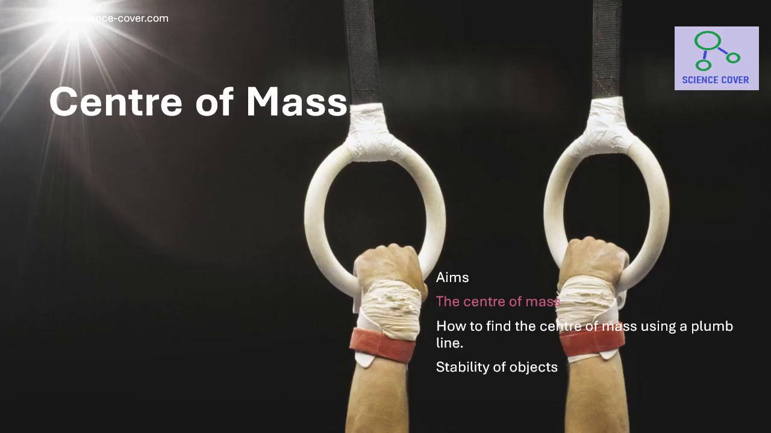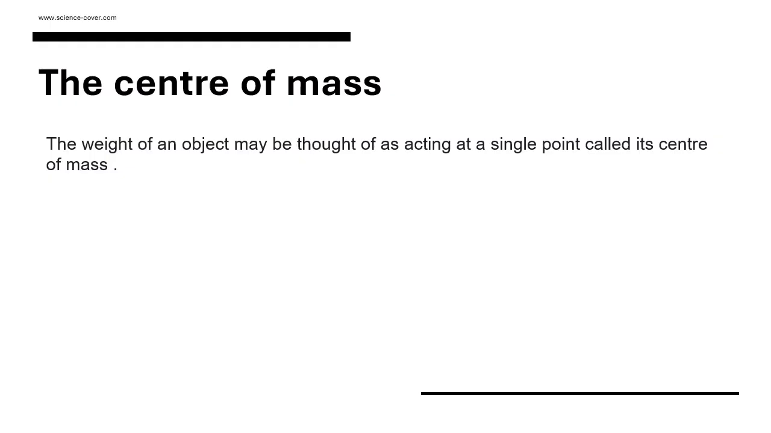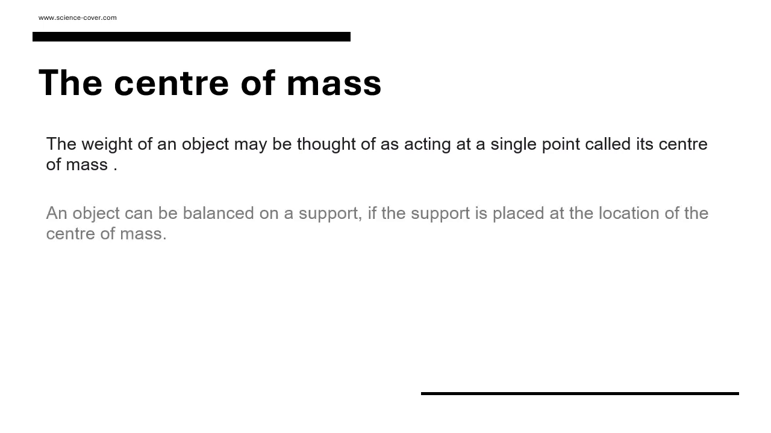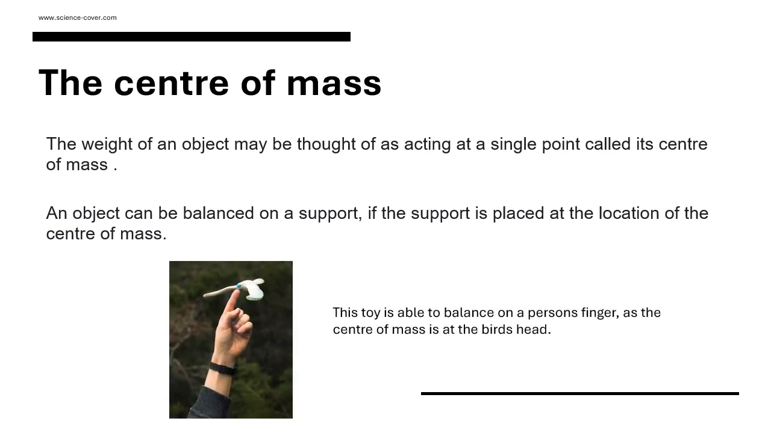Now let's look at what we mean when we talk about the centre of mass. The weight of an object may be thought of as acting through a single point. This point is called the centre of mass. An object can be balanced on a support if the support is placed at the location of the centre of mass. This toy is able to balance on a person's finger, as the centre of mass is at the bird's head.